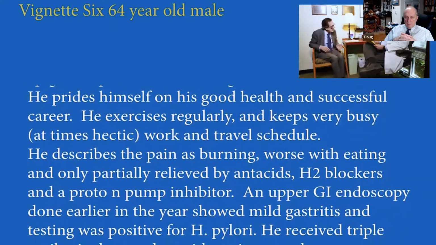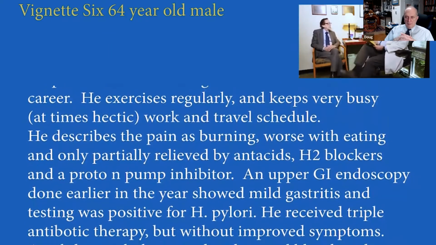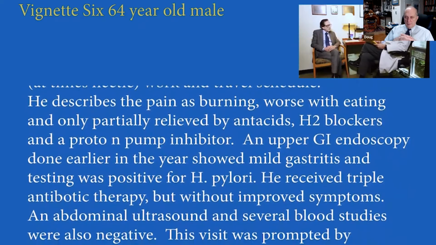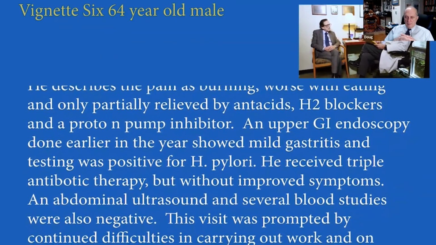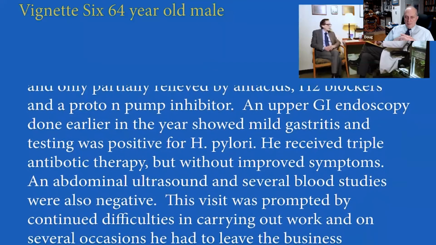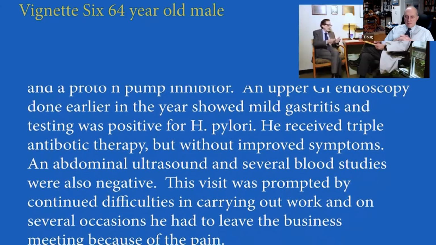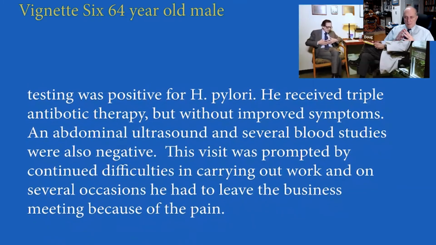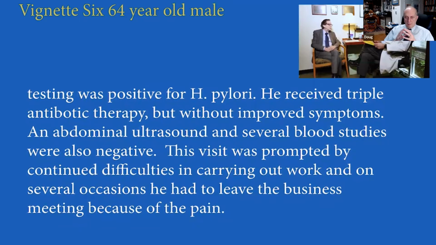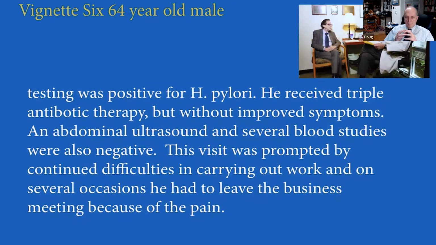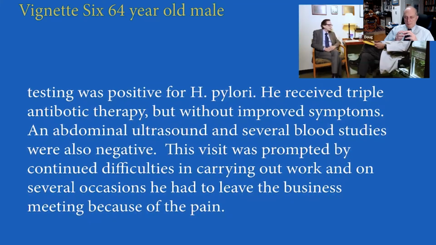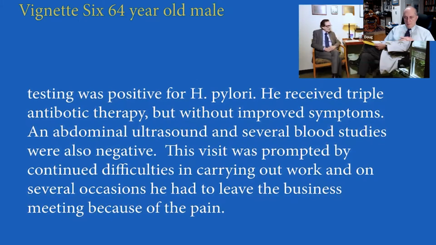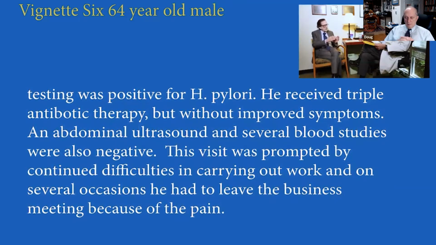He describes the pain as burning, worse with eating, and only partially relieved by antacids, H2 blockers, and a proton pump inhibitor. An upper GI endoscopy done earlier in the year showed mild gastritis, and testing was positive for H. pylori. He received triple antibiotic therapy, but without improved symptoms. An abdominal ultrasound and several blood studies were also negative. This visit was prompted by continued difficulties in carrying out work, and on several occasions, he had to leave the business meeting because of the pain.